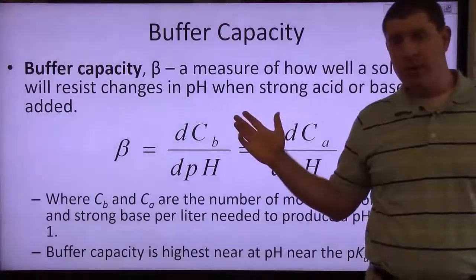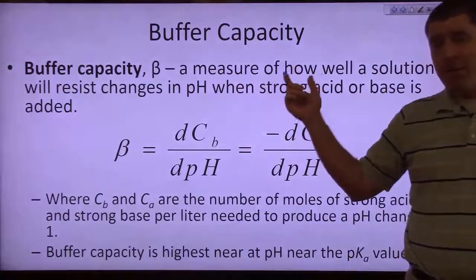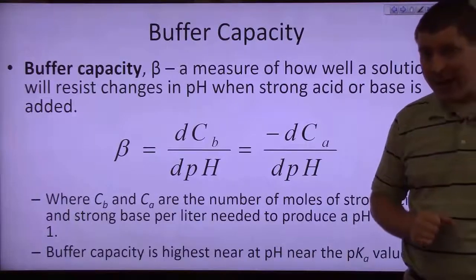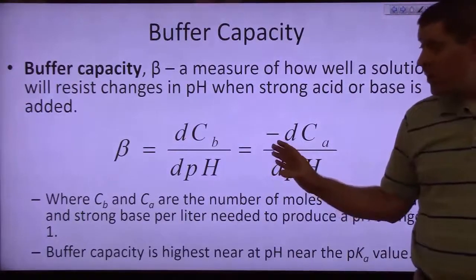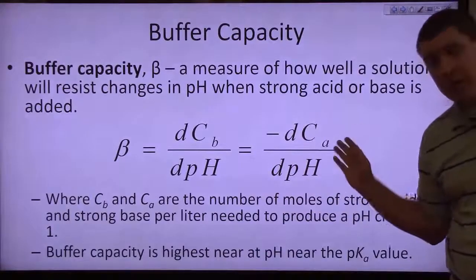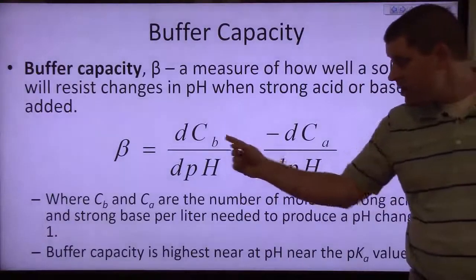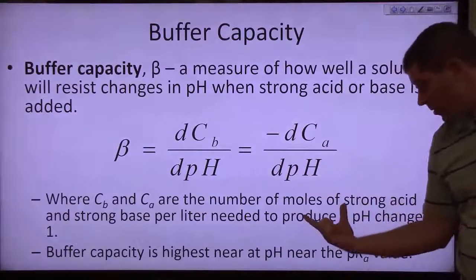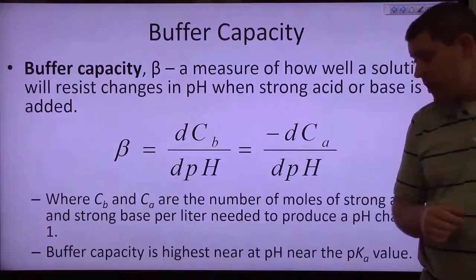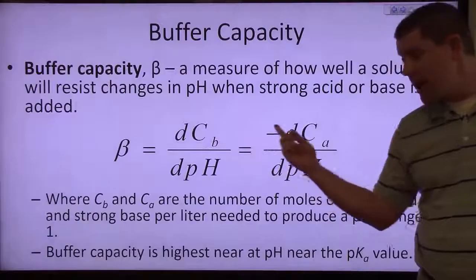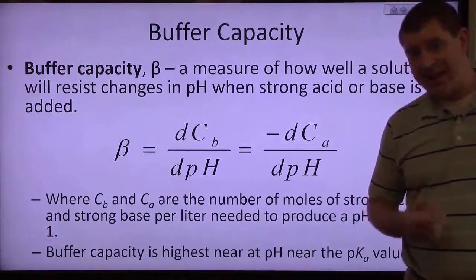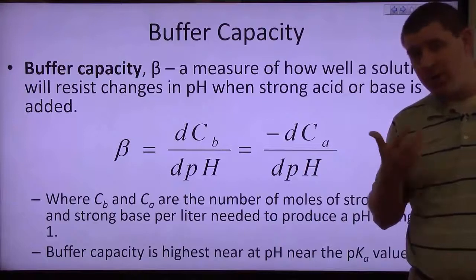So now let's talk about buffer capacity, which we symbolize with a beta. Buffer capacity is a measure of how well a solution will resist changes in pH when a strong acid or strong base is added. So mathematically, we write it this way, where beta is equal to dCB over dpH, or minus dCA over dpH, where these CB and CA are the number of moles of strong acid or strong base per liter needed to produce a pH change of 1. That is, the CB and CA represent the concentrations of base and acid that you have to add in order to get the pH to change by 1 unit.